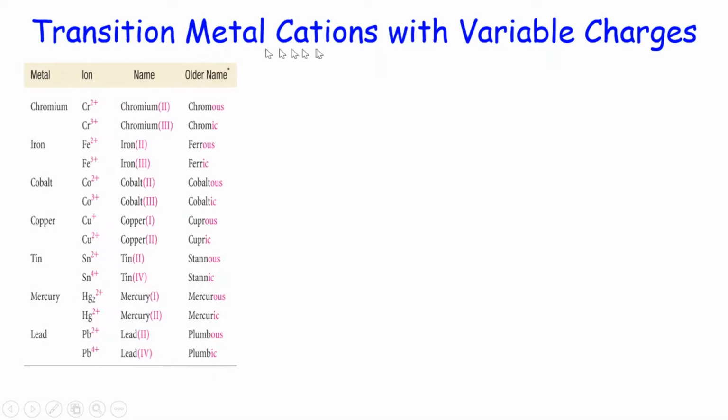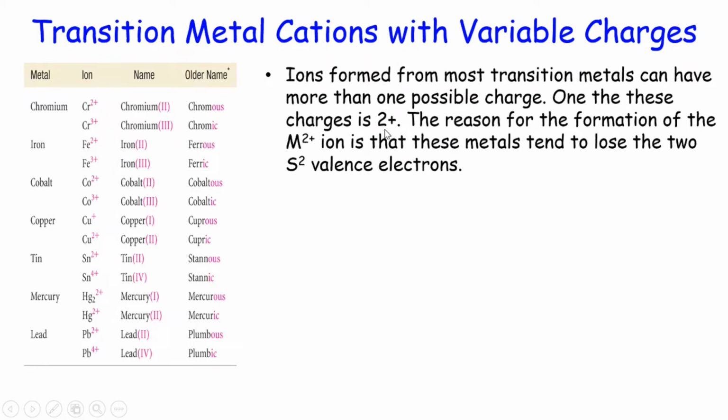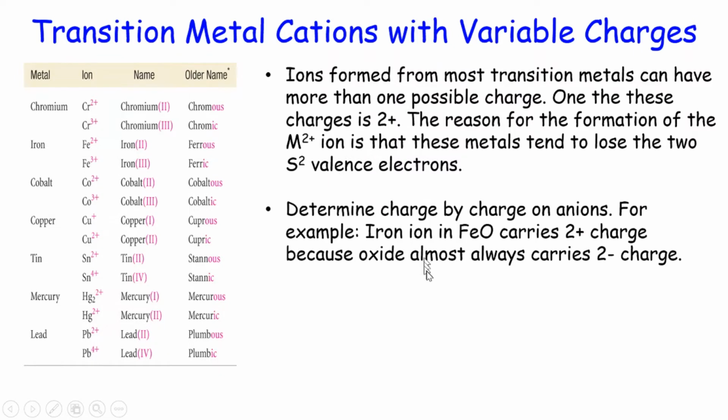Most of the transition metals will form more than one cation, with variable charges. But most of them have a 2+ charge. You see, every one in this table has a 2+ charge. The reason for that is they can easily lose the two S2 valence electrons. So that's why they should have 2+ cations.